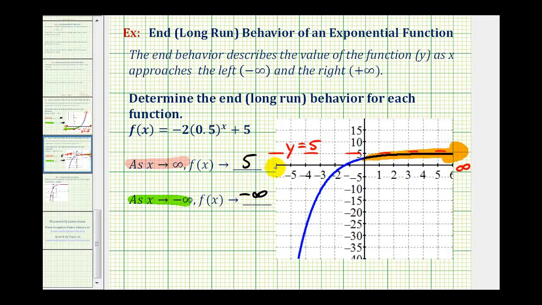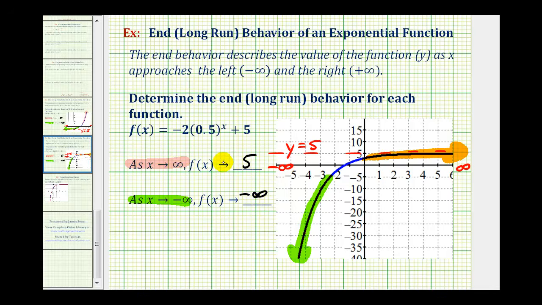Looking at it on the graph, as x approaches negative infinity, we're moving left along the graph. As we move left, we can see the y values, or function values, are decreasing without bound, and therefore as x approaches negative infinity, f of x approaches negative infinity.